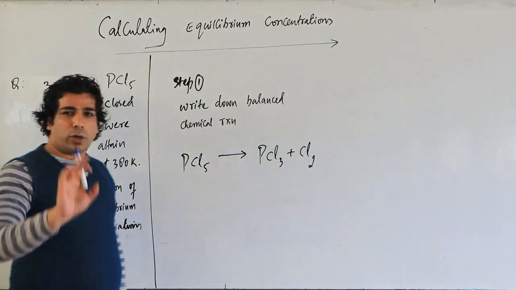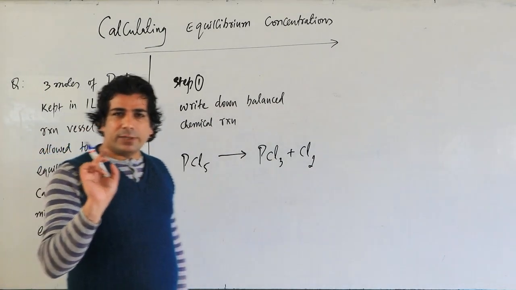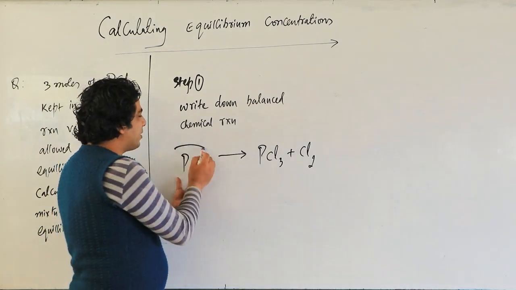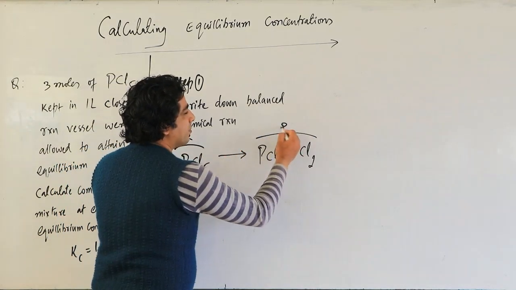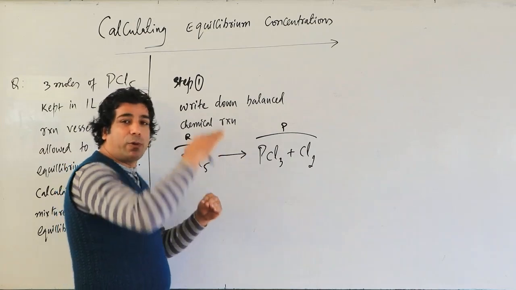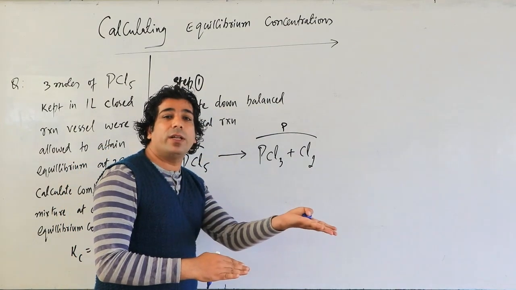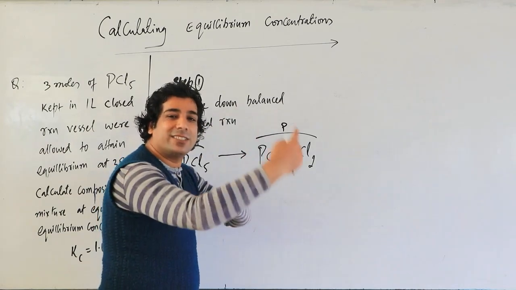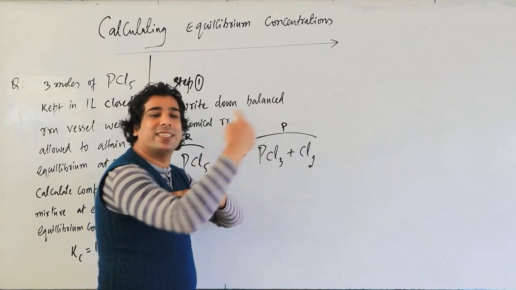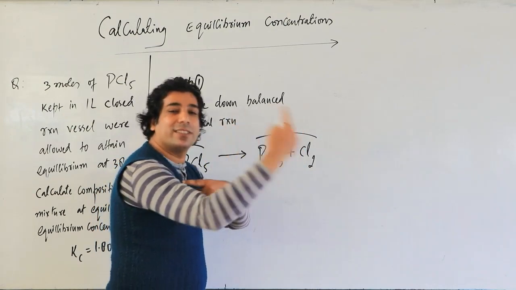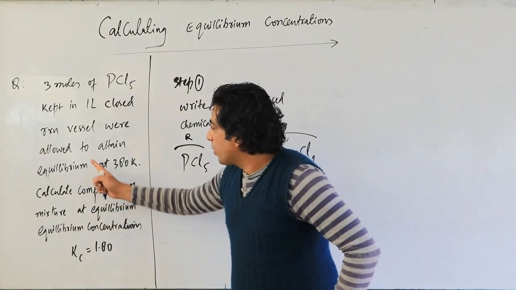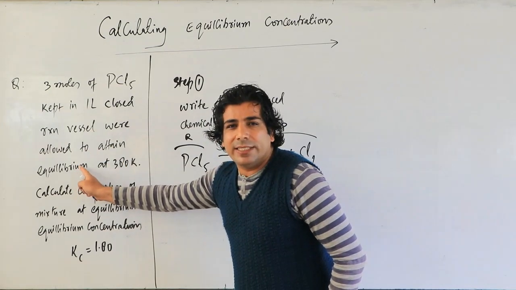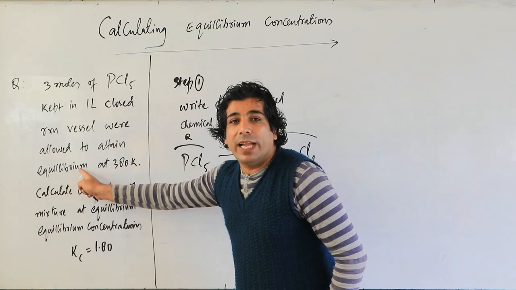What is the important point? Remember always one thing. When you take PCl5, it's a reactant. This reactant will change into the products, reactants will keep on decreasing and products will keep on increasing. So only the forward reaction is taking place. Then it's allowed to attain equilibrium. Once this reaction attains equilibrium, what will happen?